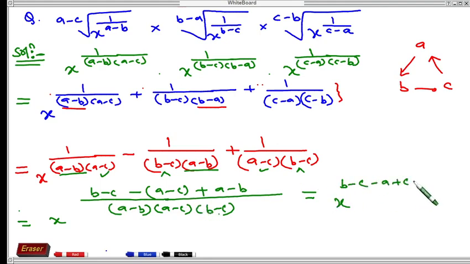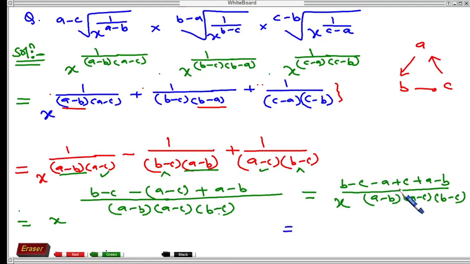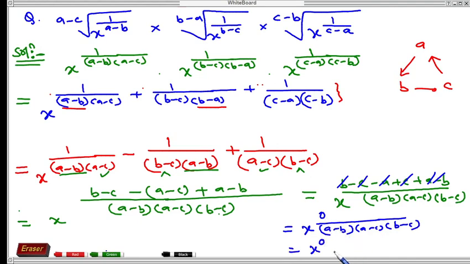Then next step is, dear students, next step is, after this, x to the power b minus c minus a plus c plus a minus b whole over (a minus b)(a minus c)(b minus c). Then next step is, let me check, minus a plus c minus c, b and b. That's x to the power 0 over (a minus b)(a minus c)(b minus c). That is x to the power not 0 by something 0, that is 1, the answer.